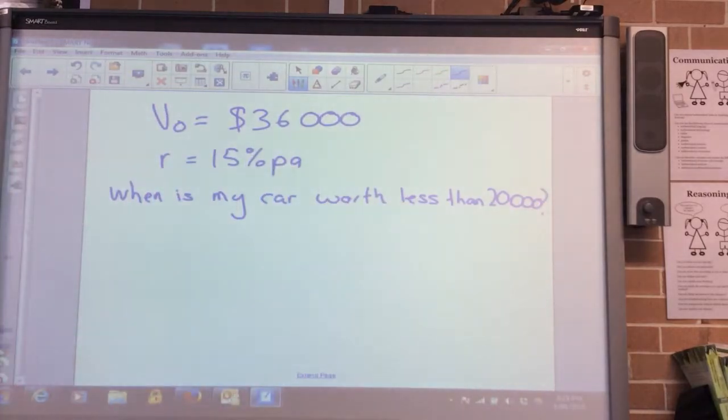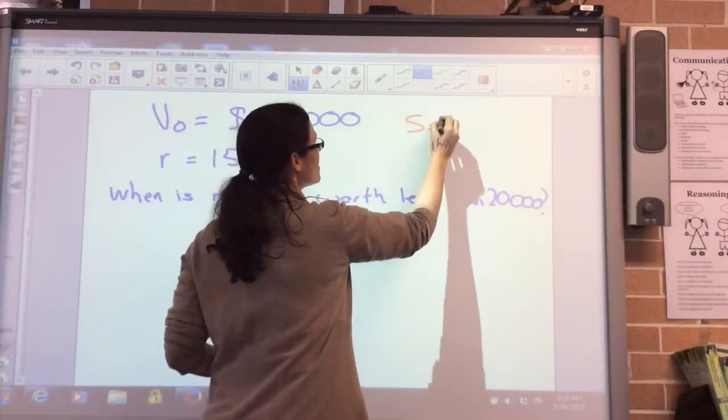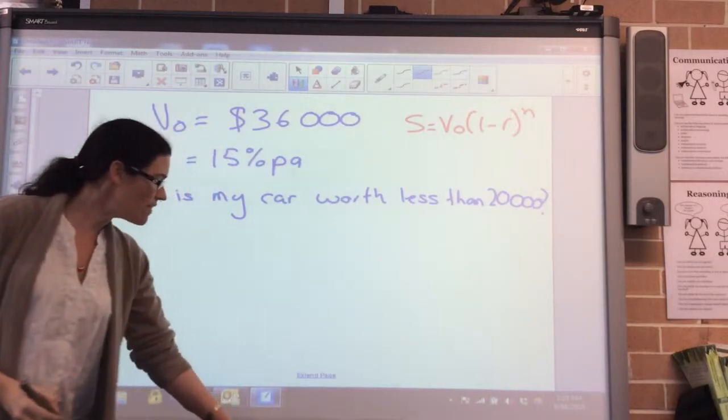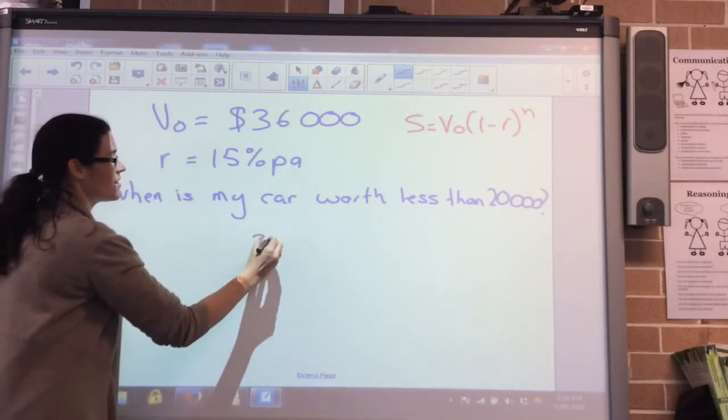Okay, so looking at our formula, we know our formula, let's write it up here. S equals V naught times (1 minus R) to the power of N. So in that formula, what do I know? I know that V naught is 36,000.